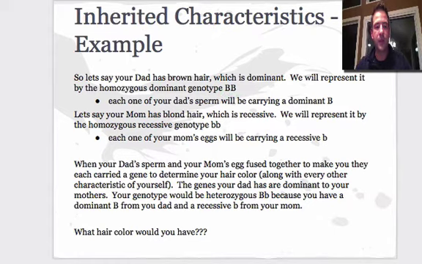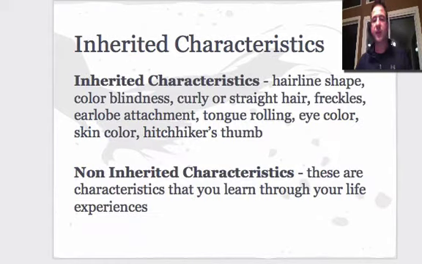Okay, so inherited characteristics. We have heritable traits and non-heritable traits, or inherited and non-inherited traits. Things that are inherited are like your hairline. Do you have a widow's peak? Do you have a flat hairline? Unfortunately, my hair is falling out, so now I have a receding hairline. Sad times in my life, I tell you. Color blindness, curly or straight hair, those are things that are inherited.